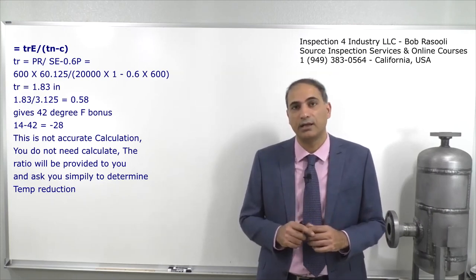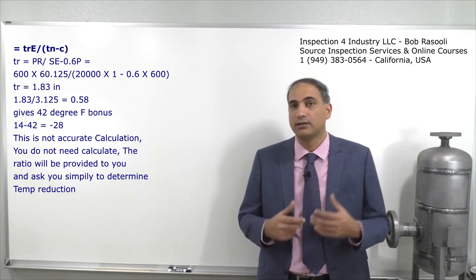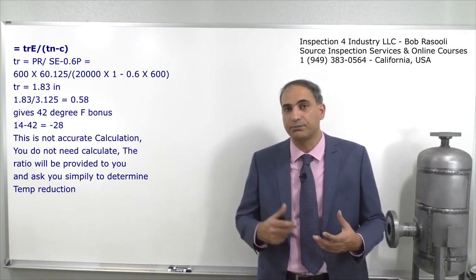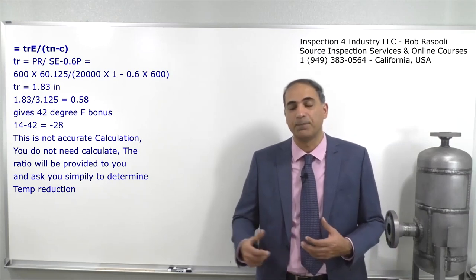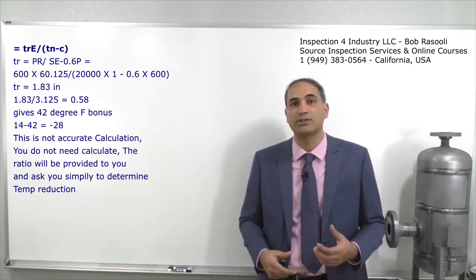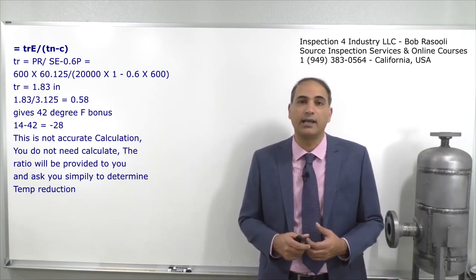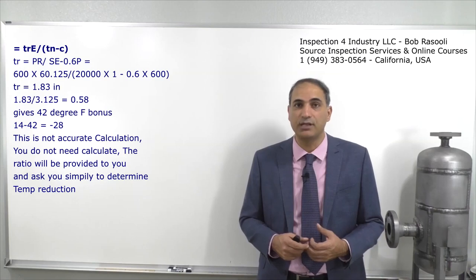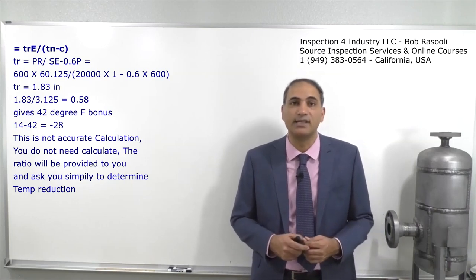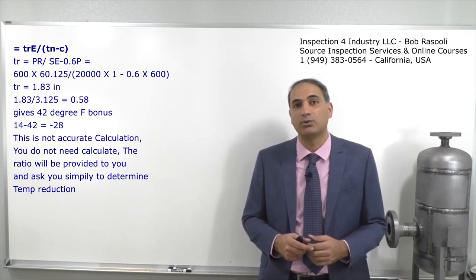1.83, and here is our calculation for the condition I told you: 600 psi instead of the 900 psi, and 20,000 psi for allowable stress instead of the 18,100 psi. And then I got a thickness of 1.83. Now I'm going to calculate the coincident ratio, 1.83 divided by 3.125.